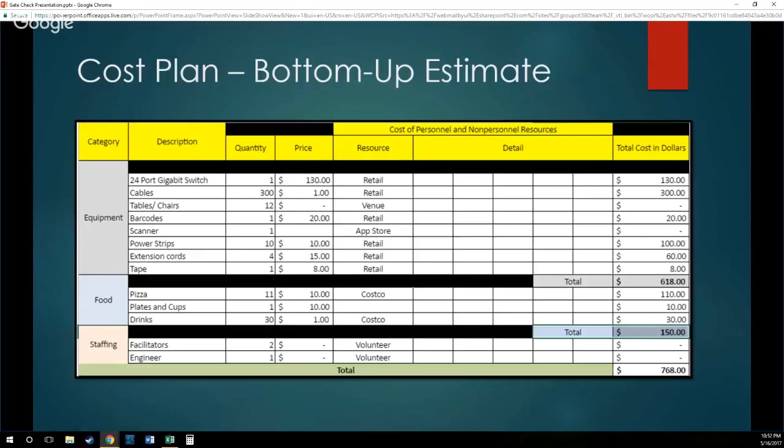The cost plan completed is a bottom-up estimate, meaning that we have priced out everything according to the pricing in local and online markets. This will allow the team to be able to procure equipment, food, and staffing at reasonable costs, and will serve as a baseline to help them acquire and keep a lot of the equipment for a reasonable price.